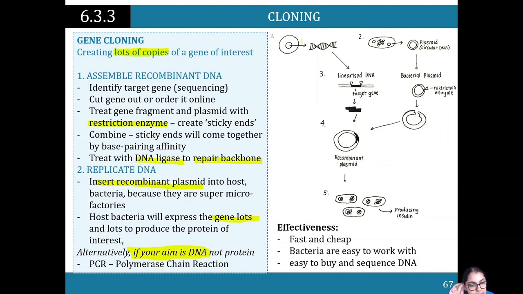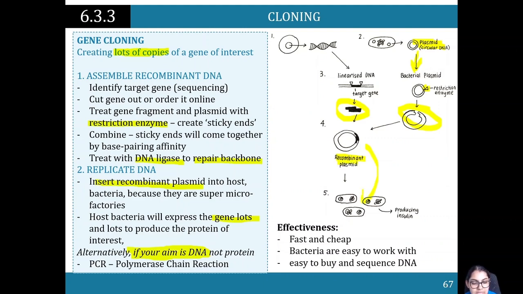So here is the process. There's the gene, there's the plasmid. We've got the bacteria, we've got a plasmid, which is a circular DNA plasmid. Here's the bacterial plasmid. We're going to put a restriction enzyme in it so that we can cut it open at a specific spot. We've got the linearized DNA with our target gene, and we're going to then put the two together right there, and that's going to lead to a recombinant plasmid.